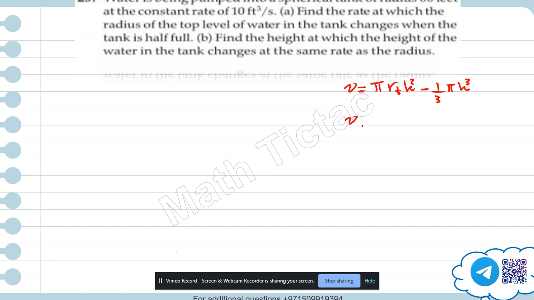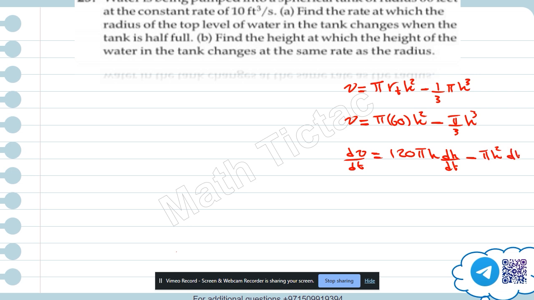Now let's start substituting the constants. The volume is equal to pi multiplied by the constant, the radius of the tank, which is 60, times h squared. Here we have a rate for h, so I'm not going to substitute it. So minus pi over 3 h cubed. Now I'll start finding the derivative. dV over dt is equal to 2 multiplied by 60, which is 120 pi h dh over dt, minus 3 multiplied by pi over 3, which is pi h squared dh over dt.